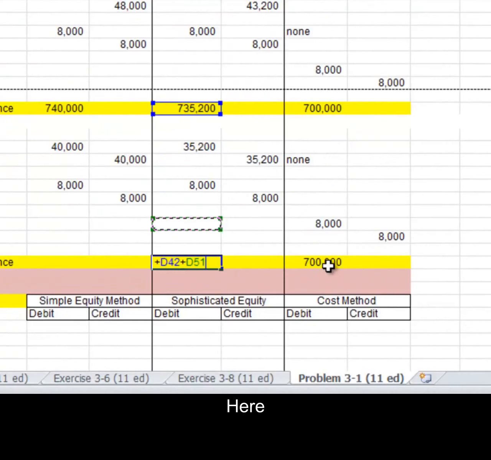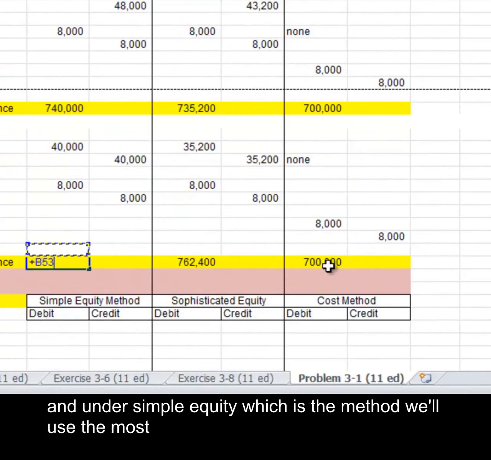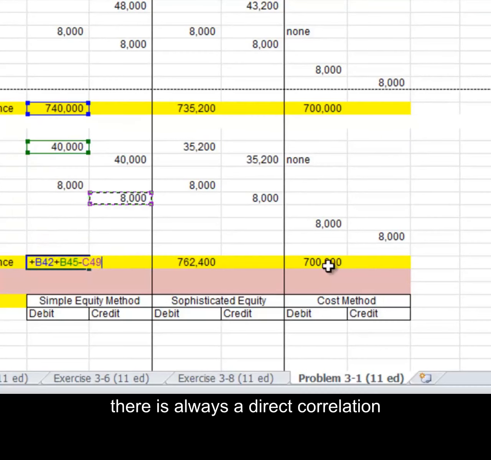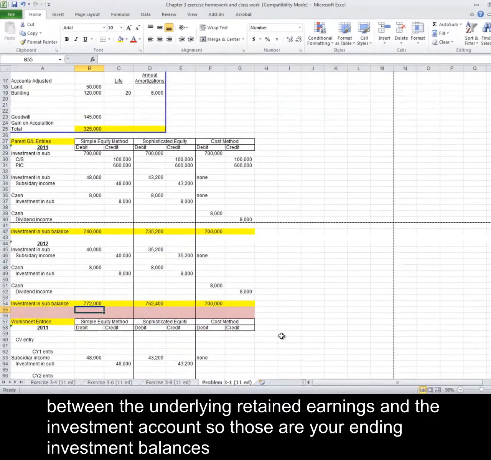Here, again, we're going to have less addition because we subtracted out the amortization. And under simple equity, which is the method we'll use the most, there is always a direct correlation between the underlying retained earnings and the investment account. So those are your ending investment balances.